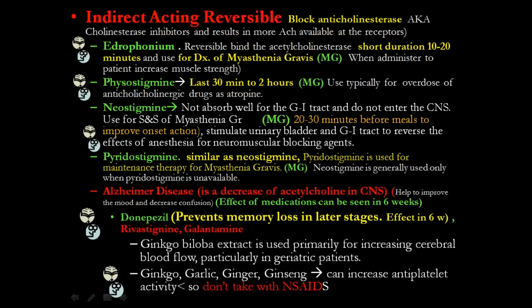So for people who are having problems with insecticides, what we are going to use is physostigmine. Neostigmine is used for myasthenia gravis. Pyridostigmine is also used for myasthenia gravis. So if you can see, most of these are going to be used for myasthenia gravis. Okay? All right, so just be familiar with the names.